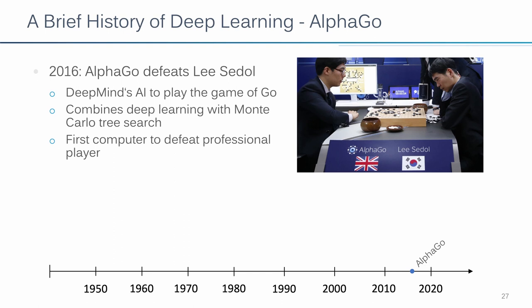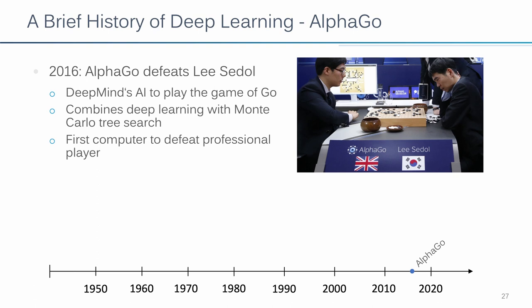Also in 2016, one of the DeepMind AIs, AlphaGo, was introduced to play the game of Go. Chess at this time was solved. You could beat any grandmaster in chess with machine learning, but Go is a bit more complex. It's a larger board, and there's more variation in the game. But in 2016, and this was a breakthrough, they beat the world master Lee Sedol on TV. This was the first time a computer beat a grandmaster in Go.